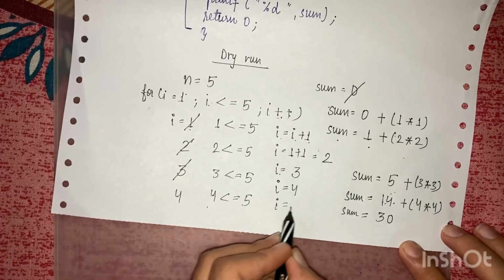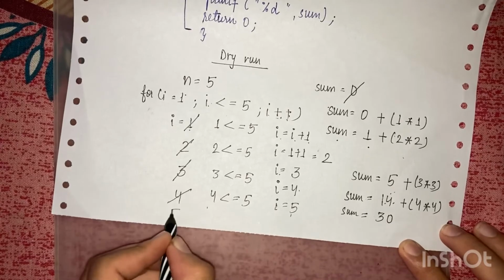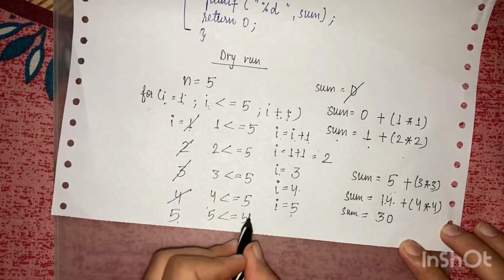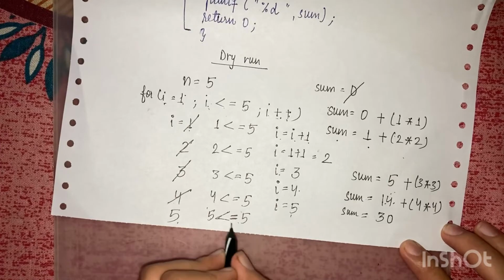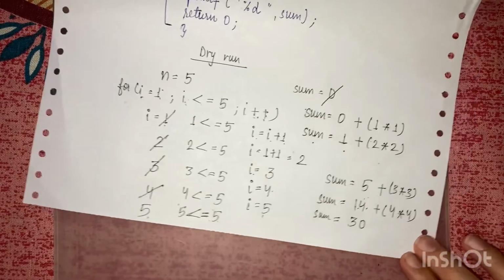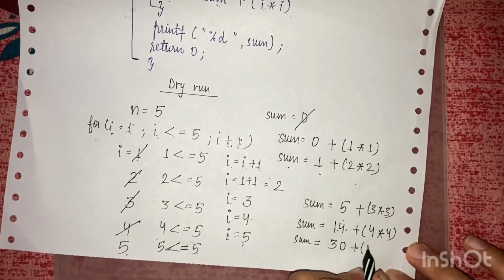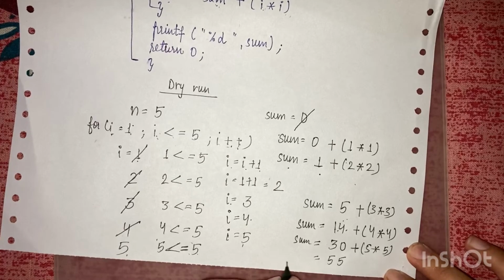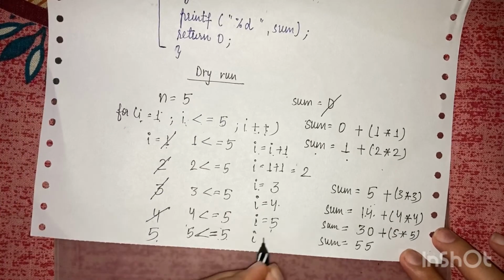Again updation, I is equals to 5. It was initially 4. After updation it is 5. So now the value of I here is 5. 5 less than equals to 5, condition true. It is not less than, but it is equals to 5. So the condition is true. We'll get inside the loop. So sum is equals to 30 plus 5 into 5. 5 5s are 25. So 25 plus 30, 55. Sum is 55, right? Then again after updation, I is equals to 6.